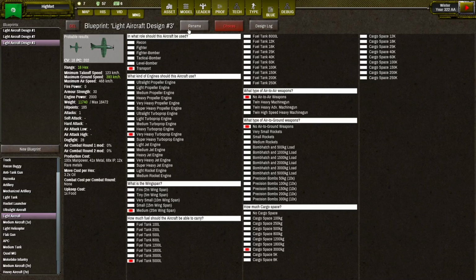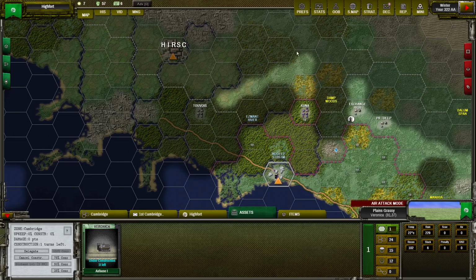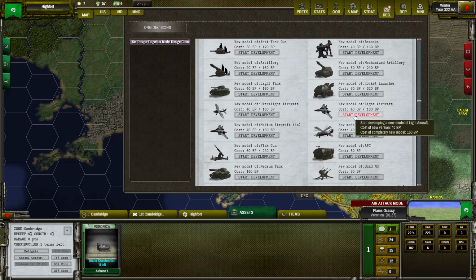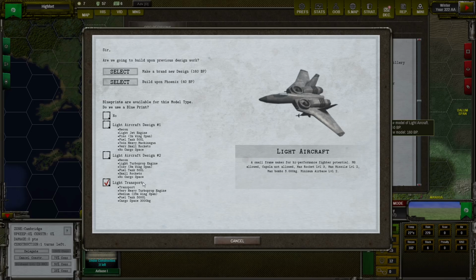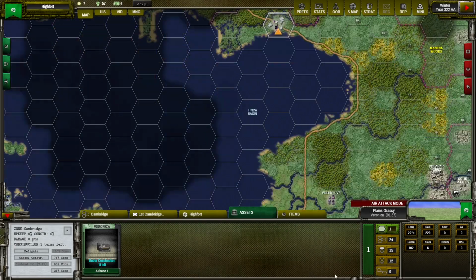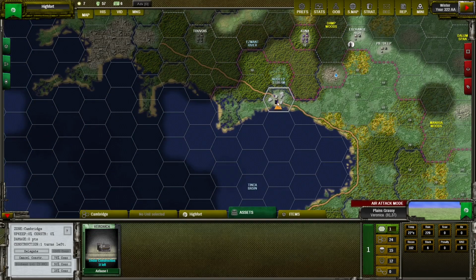So we can rename this to light transport. And now we can go to the light aircraft and here select this new model, built on top of the existing Phoenix, our fighter. So we are using the same model, but for a different role, and confirm. Yes, sir. So we will have, just in case, one transport to go from this airbase to this airbase and provide some supplies or units.